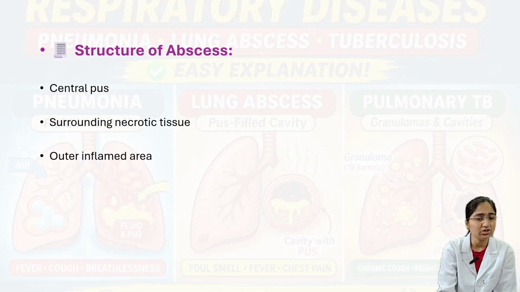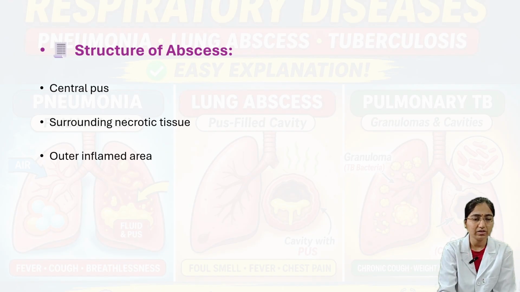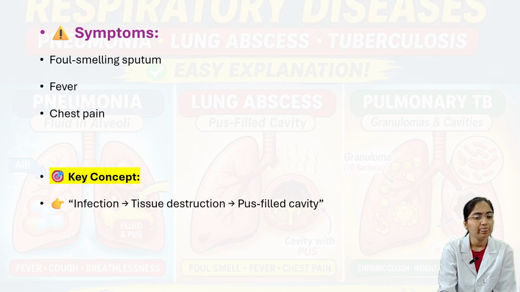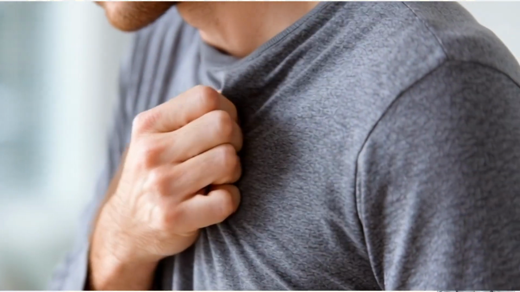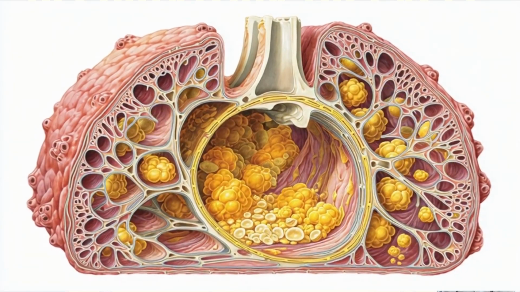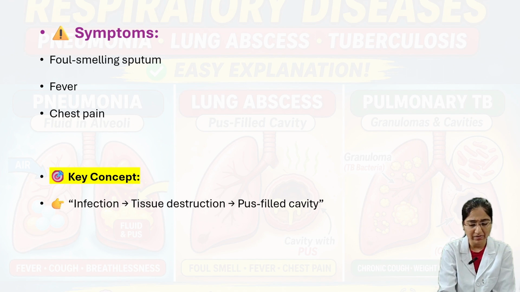Next we'll see the structure of an abscess, how it is. Central pus, surrounding necrotic tissue, dead tissue, and then an outer inflamed area. Here the symptoms we can see are foul smelling sputum, fever, and chest pain. These are the symptoms of lung abscess. And here we need to understand the concept: infection turns to inflammation, after that tissue destruction, and then pus filled cavities.